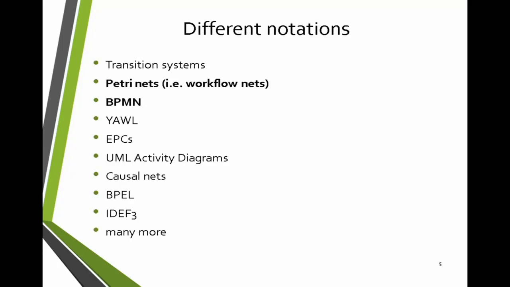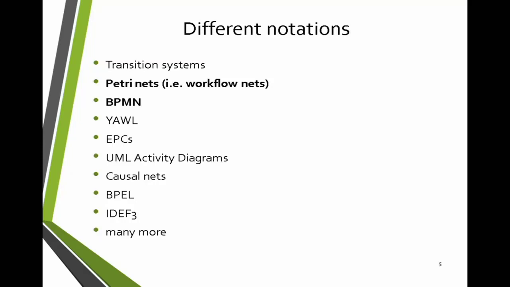Here you see an overview of some of them. We have, for instance, UML activity diagrams, which are often used in practice, which you might have come across already. In this course, I will limit myself, except for maybe 3 or 4 slides later on, to Petri nets and BPMN. Why Petri nets and BPMN? Well, I explained it in detail in this slide deck.